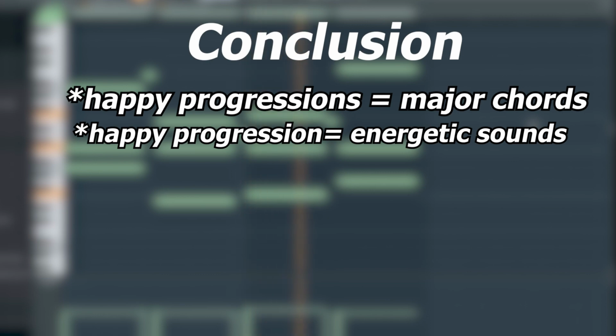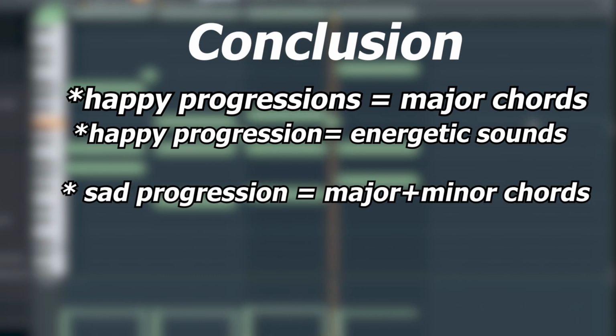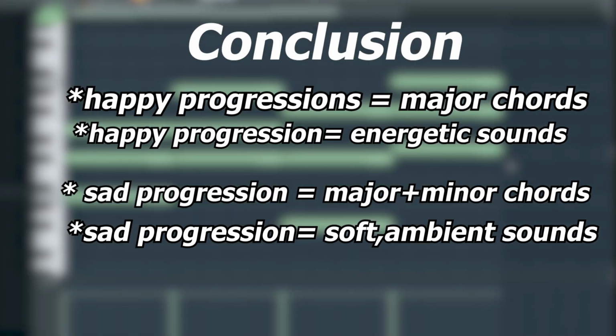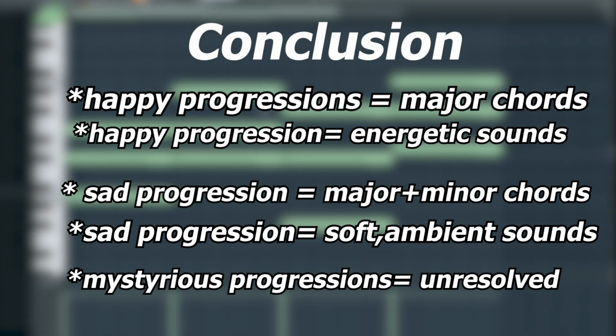The opposite is true for a sad progression. So with the sad progression, we use a mix of major and minor chords in the progression, soft sound or laid back rhythms with space. And lastly, to keep a progression mysterious, just keep it going without resolving it.